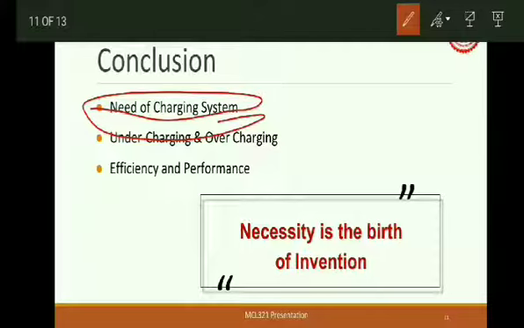Everybody knows that necessity is the mother of invention. I'll end this PPT on this quote: as we need new appliances and new technologies in the car, the charging system will definitely evolve.